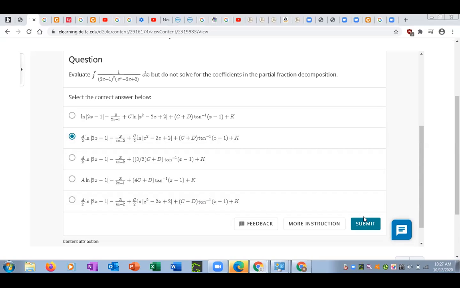Is it still c plus d even though it was 2x minus 1? That had nothing to do with it. Remember, those numbers were from our numerator and that other term, so they had nothing to do with it being a 2x plus 1 or a 2x minus 1. Okay, so it's this one then? Should be.